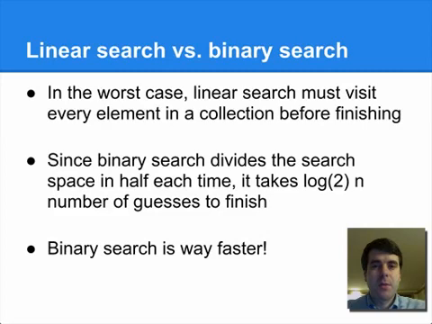Okay, so we talked about the basics of searching. We talked about linear search, which is just about the easiest searching algorithm you could ever come up with. And then we talked about binary search, which is a little bit smarter because it uses sorted data and it keeps repeatedly guessing the middle value until it either finds what it's looking for or runs out of things to guess.